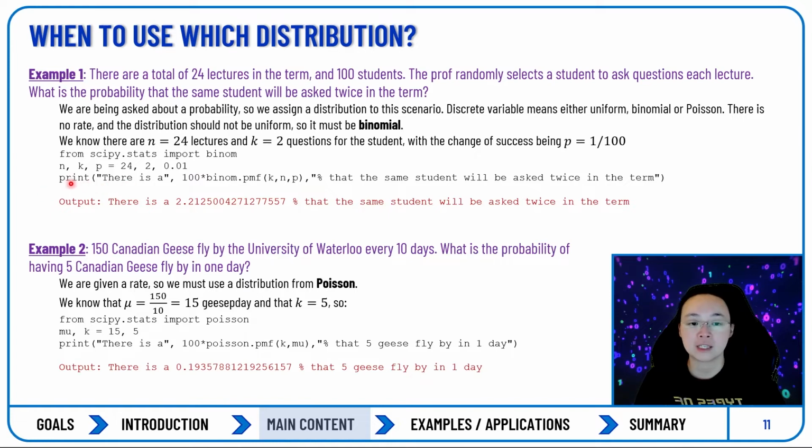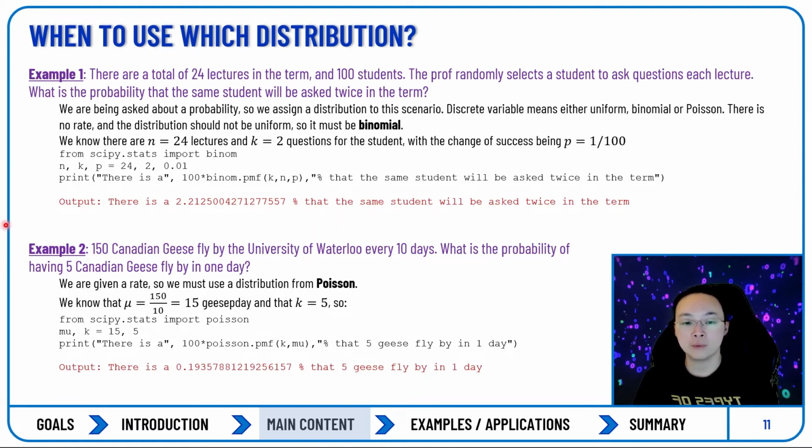And we're going to print there is a binomial.pmf of k and p in that specific order, because that's the definition of their parameters. And then you multiply by 100 to get the percent. So after that, you get there is a 2.2% chance that the same student will be asked twice in the term. So that is the proper answer, better than you doing all the math yourself.